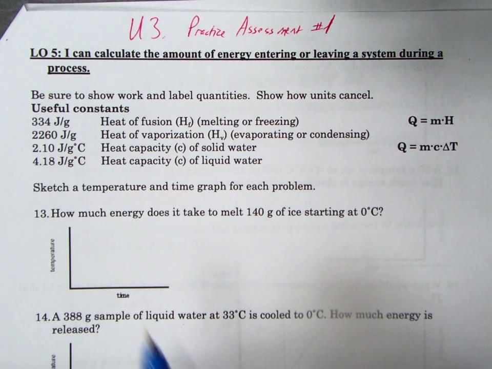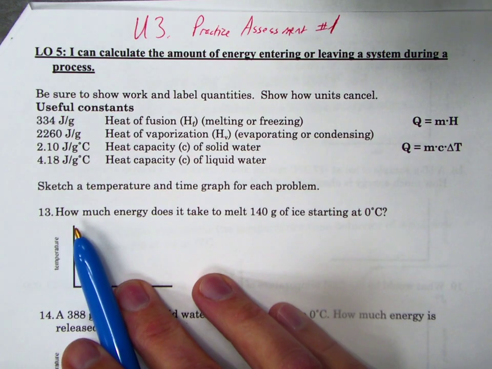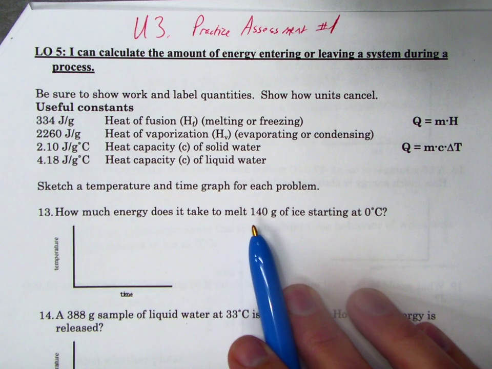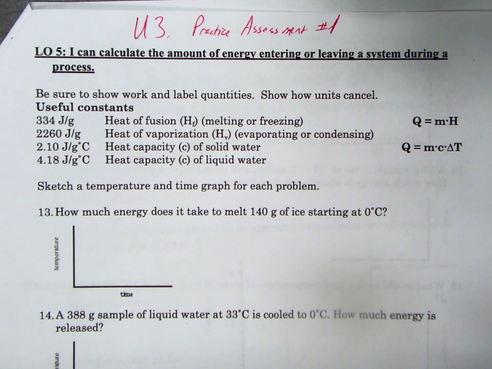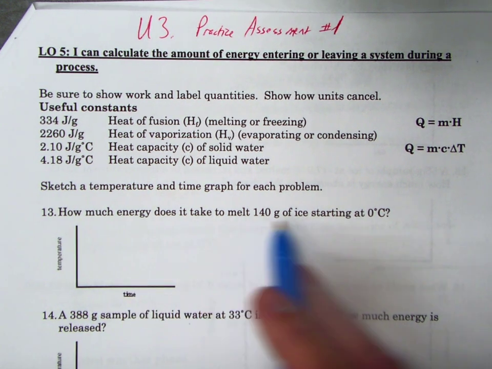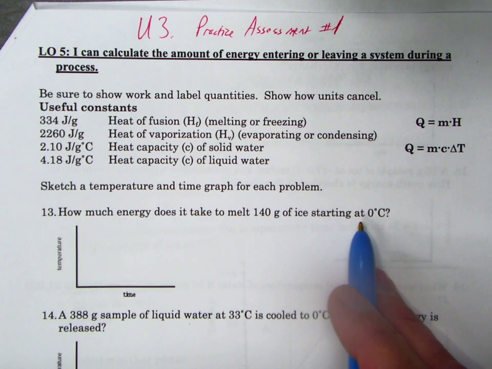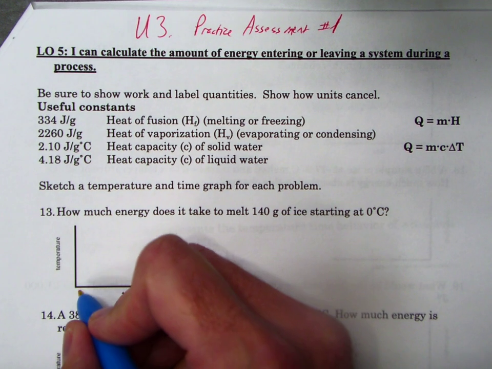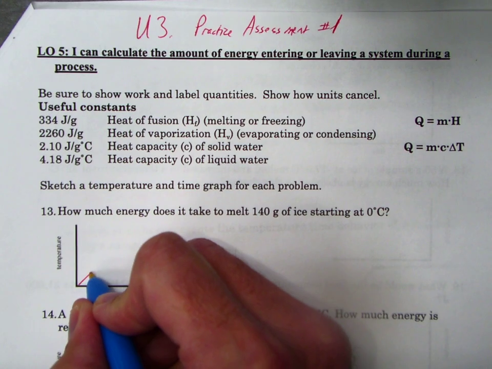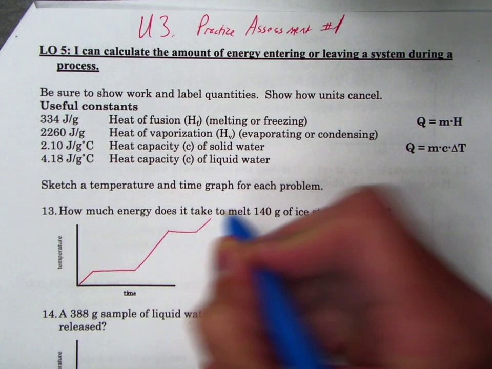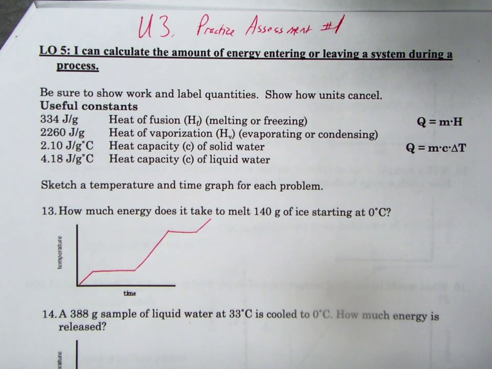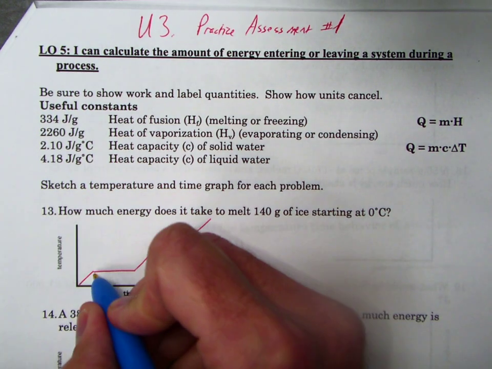So question number 13 says, how much energy does it take to melt 140 grams of ice starting at 0 degrees Celsius? So first thing we need to figure out is what exactly is going on. Well, we've got some ice at 0 degrees Celsius and it's melting. So we're going to need a warming curve. And we're going to draw all 5 segments, even though we're not going to use all 5.